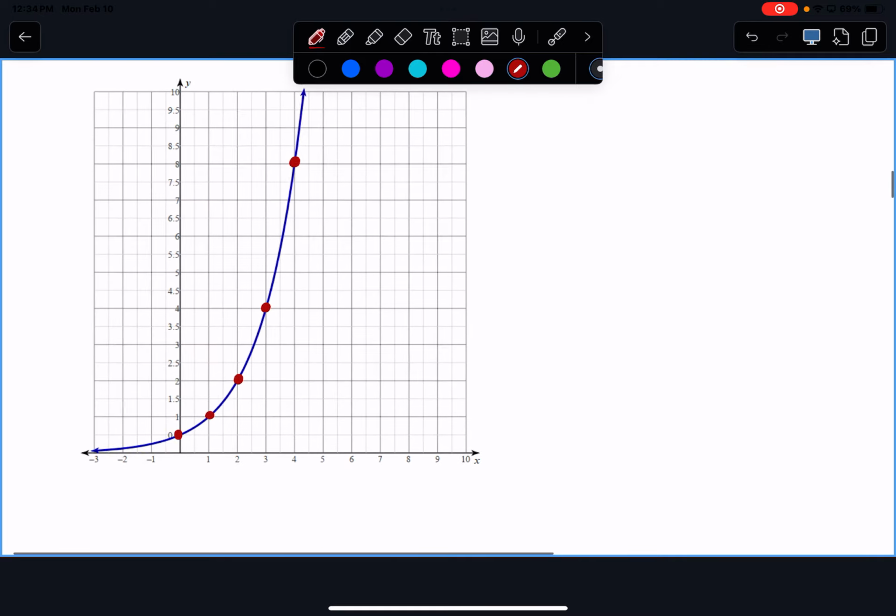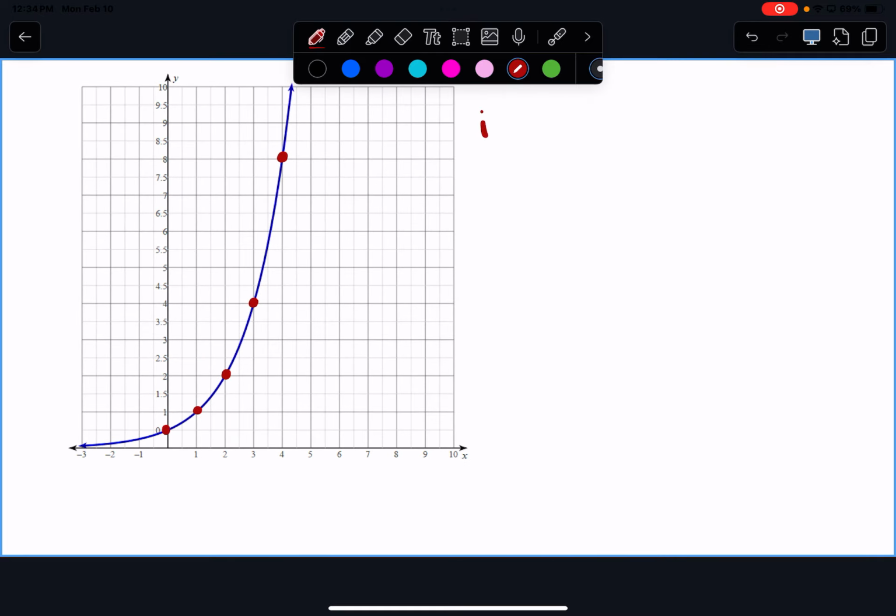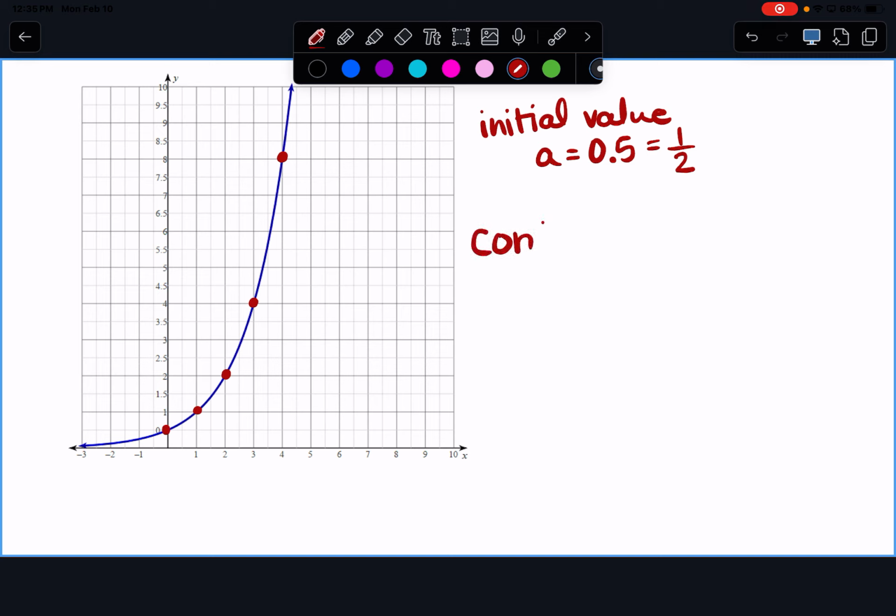Okay, so we have plenty of information there. Using that, we have to first find our initial value. What is our a from this graph? 0.5. So you could say 0.5 or you could say 1/2. Either way works. Now we have to find our constant ratio.